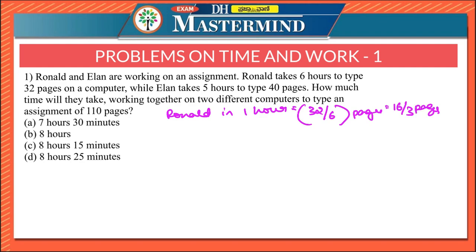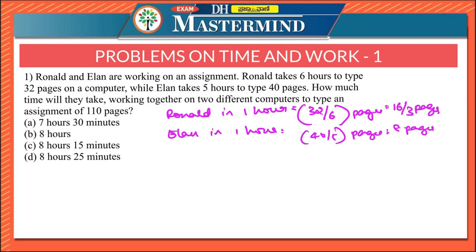So similarly, Elon types 40 pages in 5 hours. So Elon types in 1 hour 40 divided by 5. That means he types 8 pages in 1 hour.